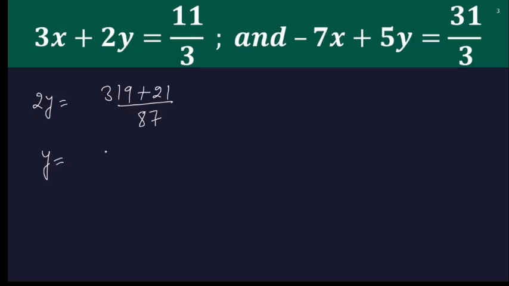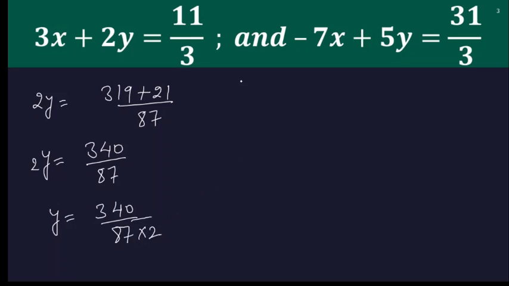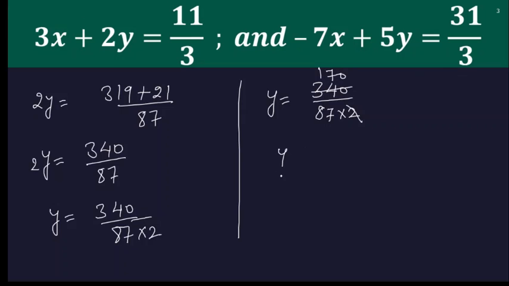So 319 plus 21 would be 340, this is again 2y and 87. Then y would be equal to 340 upon 87, and divided by 2. So many students are multiplying. See, do not multiply them because it is cancelling. 2 1 2, 2 7 14, 0. So y equal to 170 upon 87.